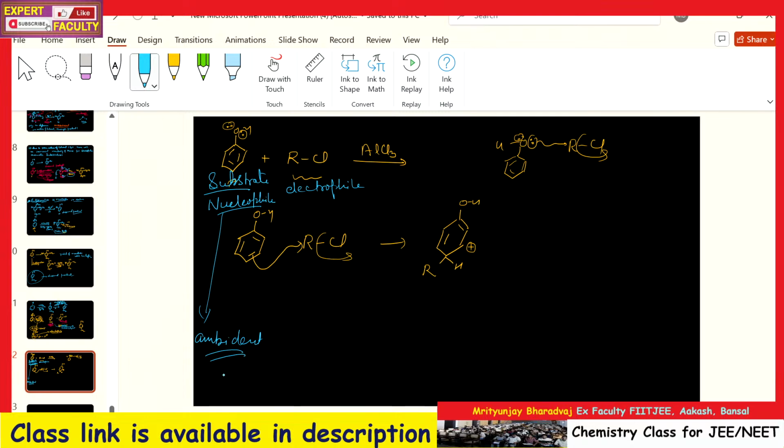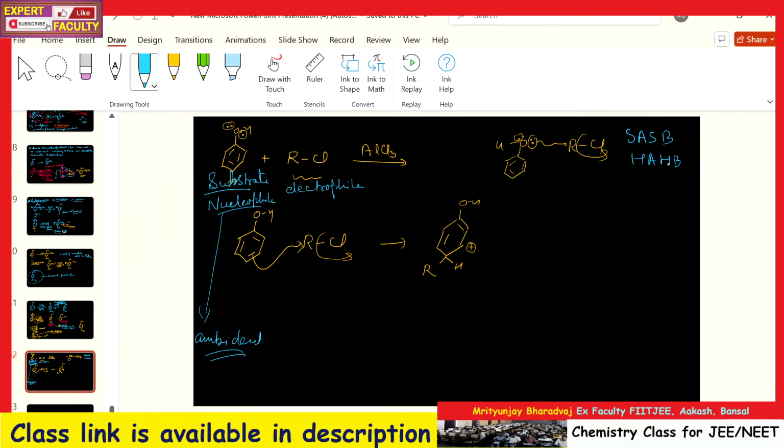And in case of ambident condition, what I have told you is that you need to understand soft nucleophile. Actually, when there will be revision time, when the syllabus is finished, I will give you a concept of soft acid, soft base, hard acid, hard base.